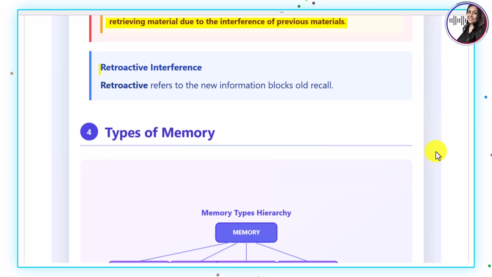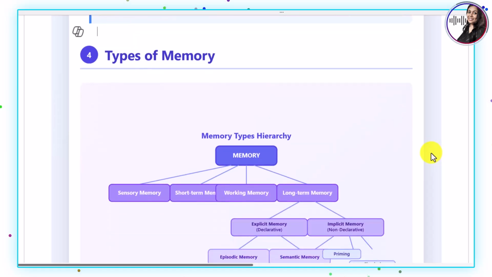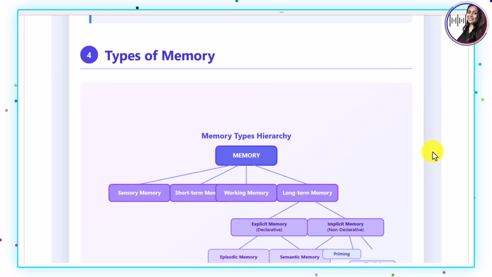On the other hand, retroactive interference works in the opposite direction. Here, new information blocks the recall of old information, making it difficult to retrieve previously learned material. Understanding the difference between proactive and retroactive interference is crucial as examiners frequently test these concepts in comparative form.